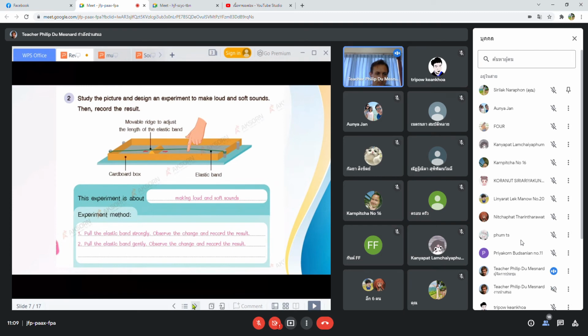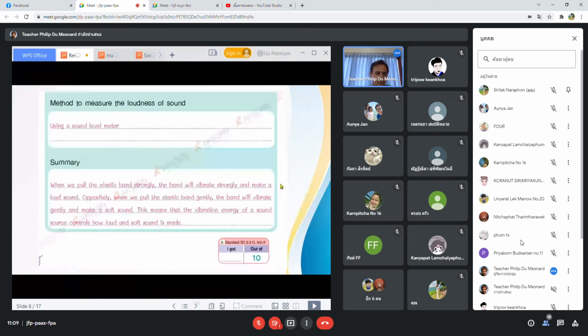And one more page. And this is important. This is the summary. When you pull it strongly, it will make a loud sound. If you pull it gently or carefully, it will make a soft sound, because the vibration energy is more if you pull it hard, and the energy is less if you pull it soft.